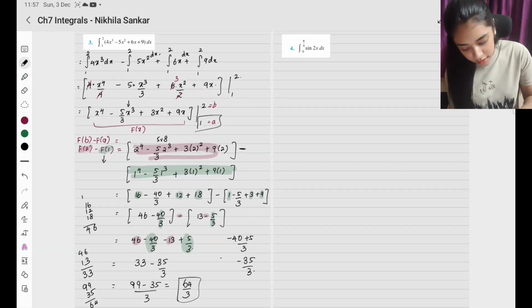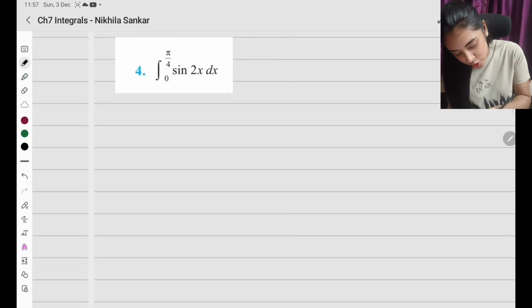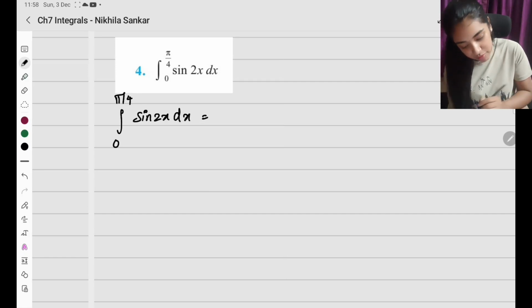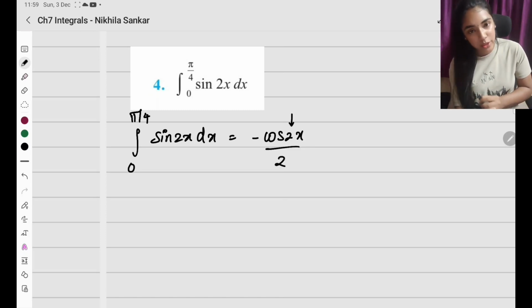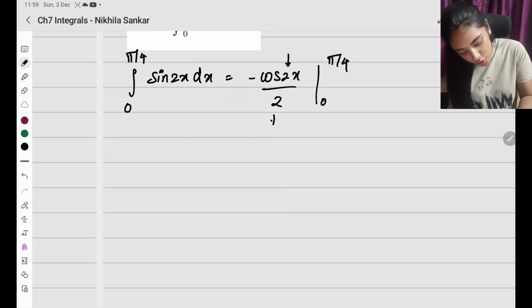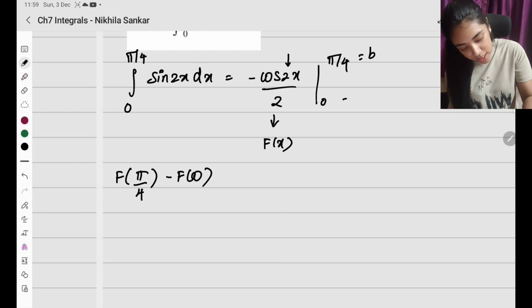Okay. Now moving on to the fourth question. I have sin 2x dx. So this is normal integration. The integral from 0 to pi by 4 of sin 2x dx is going to give me minus cos 2x. Remember the coefficient of x is 2, so divided by 2, from 0 to pi by 4. Remember that this is my f of x. I need to do f of b, which is pi by 4, minus f of a. So this is my b and this is my a.